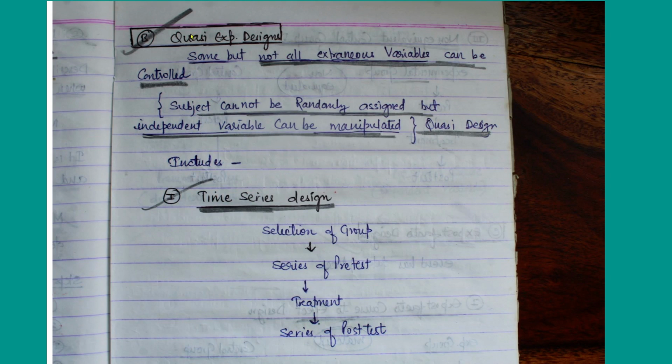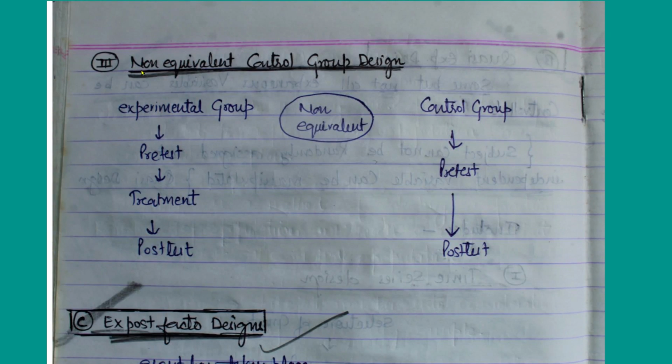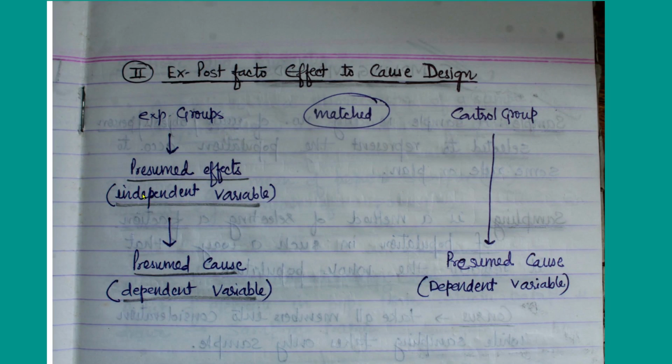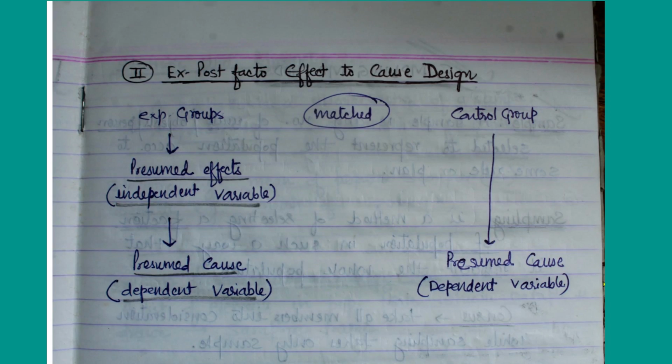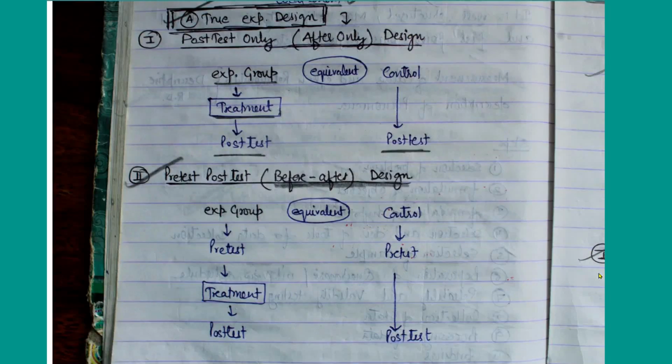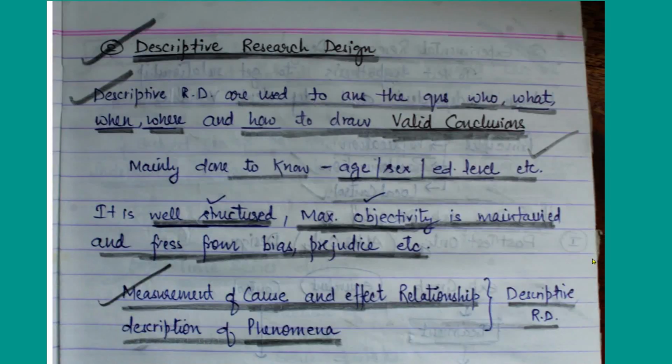Just after this, see quasi experimental designs, where some but not all extraneous variables can be controlled. So time series designs are there, equivalent time series designs are there, non-equivalent control group. These are different combinations of how you are making a control group, how you are giving treatment, how you are not giving treatment to certain groups, and then ex post facto design. You need not go into it, I have just shown it here. This is ex post facto effect to cause design. There is one more, ex post facto cause to effect design. These two I am just showing on screen, you can note them down, but they are not very frequently asked in exams.